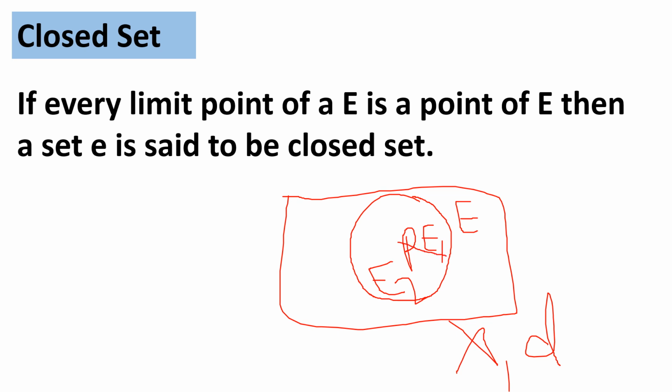This is the radius R, with radius R. And here it is saying if every limit point of E is a point of E.